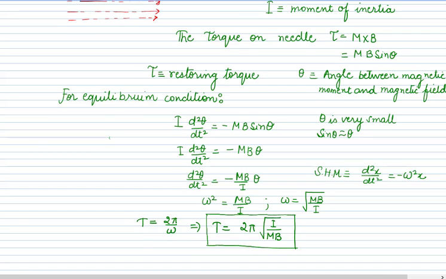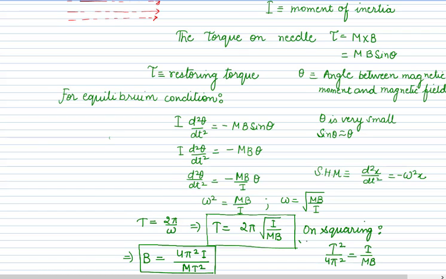And in this equation we have the magnetic field. So we can calculate B from here, just square this equation. On squaring, we will have T square upon 4π square is equal to I upon MB. Or if you calculate B from here, then simply you will have the magnetic field B as 4π square I upon MT square. So this is how we can calculate the time period, and this is how we can get the magnetic field.